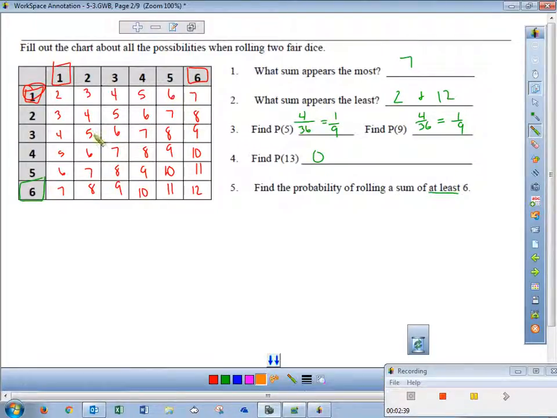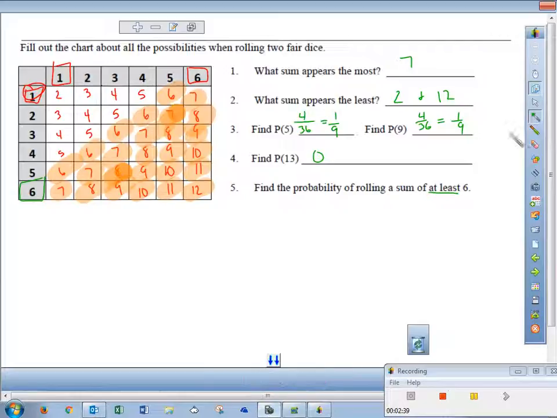So at least 6, we've got 1, 2, 3, 4, 5 ways here. 6, 7, 8, 9, 10, 11, 12, 13, 14, 15, 16, 17, 18, 19, 20, 21, 22, 23, 24, 25. 26 ways out of the possible 36.